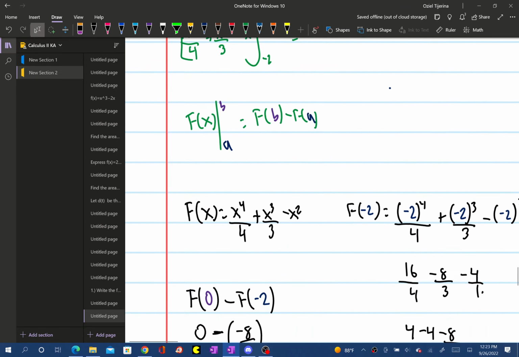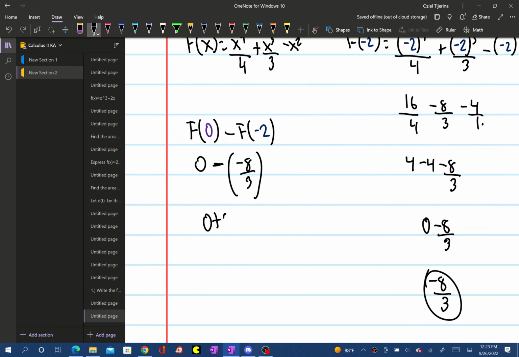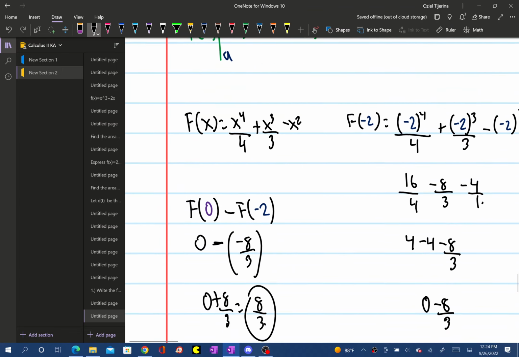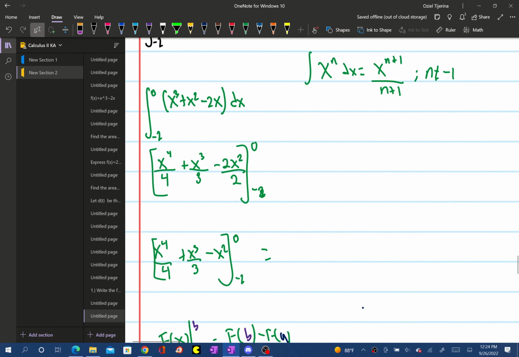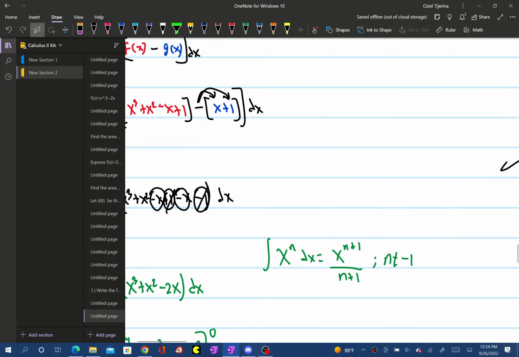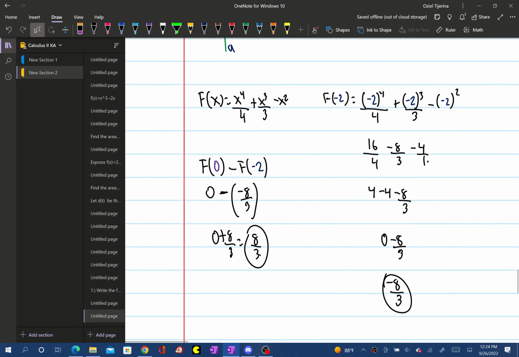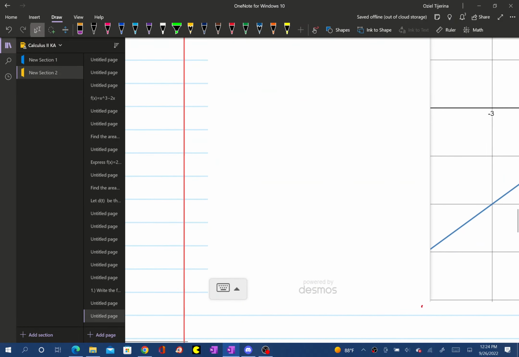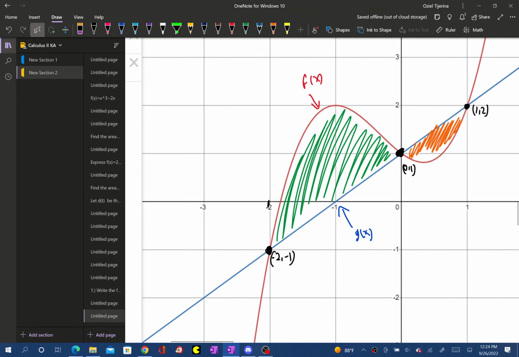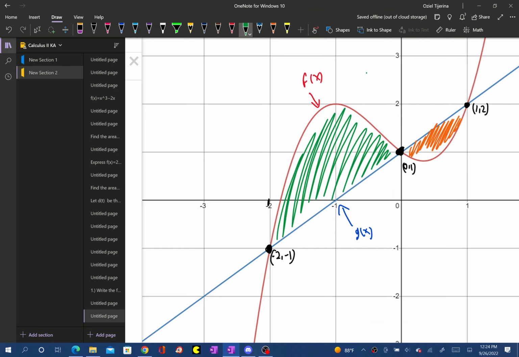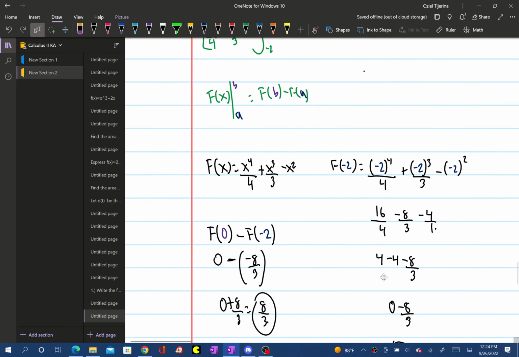So then this becomes 0 plus 8 over 3, which is just 8 over 3. Right. So that means that the area from negative 2 to 0 is 8 over 3. So that is what this becomes, 8 over 3, right? And now you have to do the area from 0 to 1.